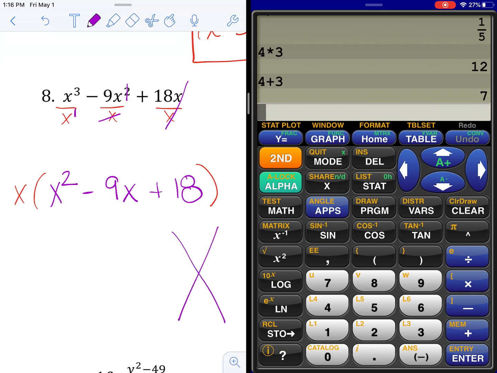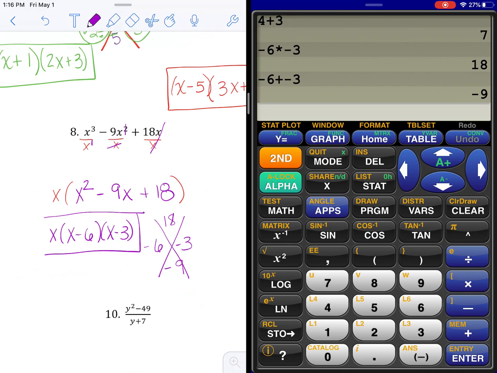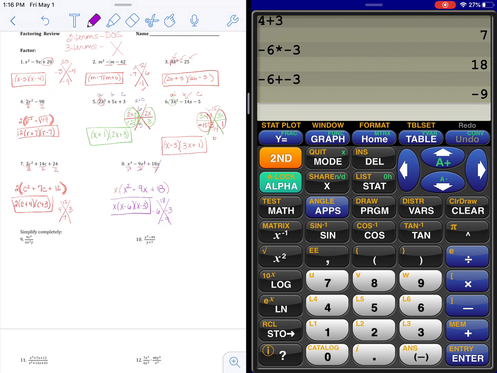Quadratic multiplier, easier kind because there's not a number in front of x squared, factors of 18 that add up to negative 9, and that would be negative 6 and negative 3. Negative 6 times negative 3 is positive 18. Negative 6 plus negative 3 is negative 9. So I get x minus 6 times x minus 3, and that is your final answer.